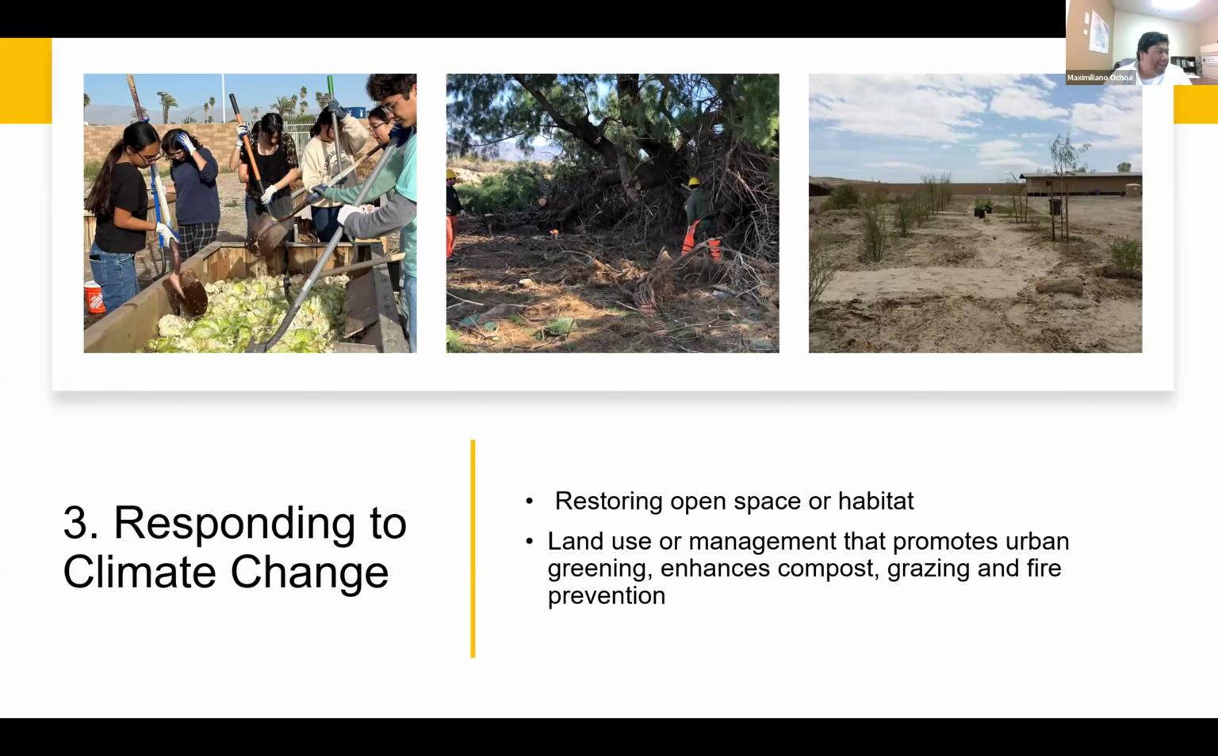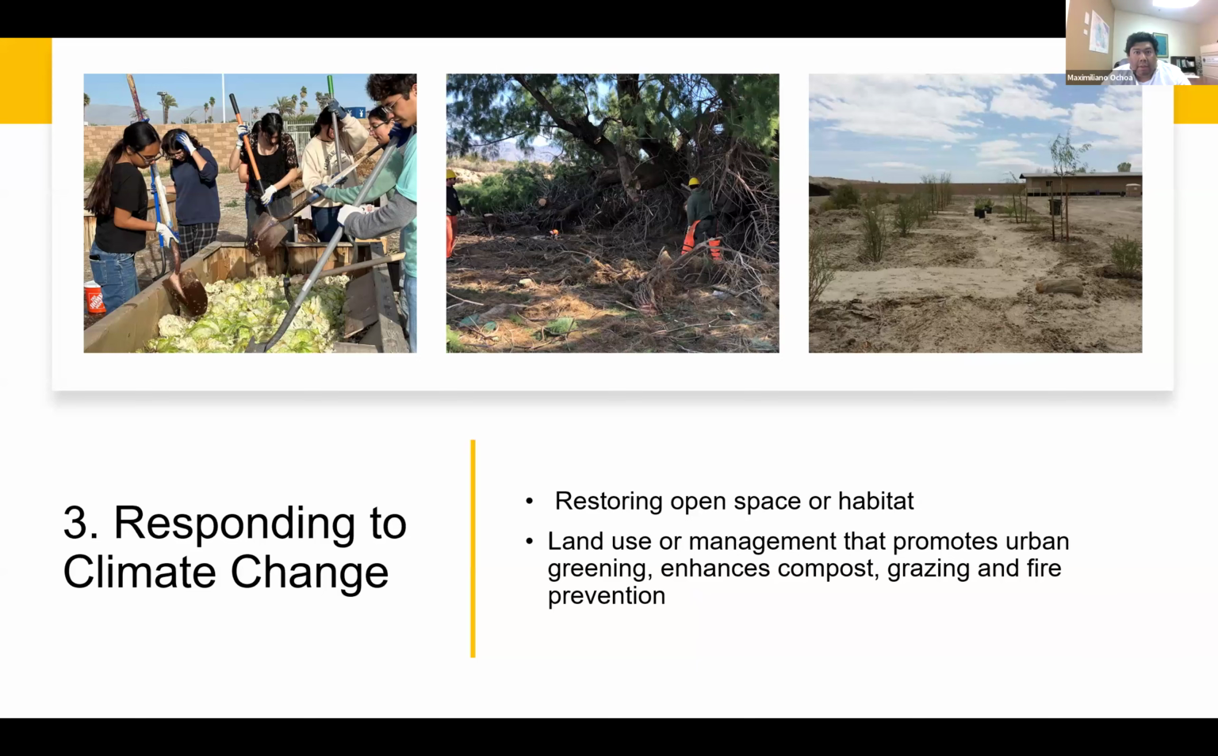And the third objective is responding to climate change. Responding to climate change can be restoring open spaces or habitat, land use management that promotes urban greening, enhances compost, grazing, and fire prevention. Next slide, please.